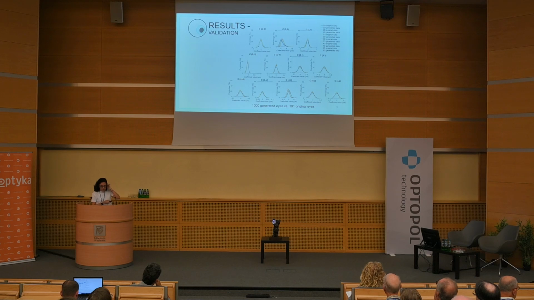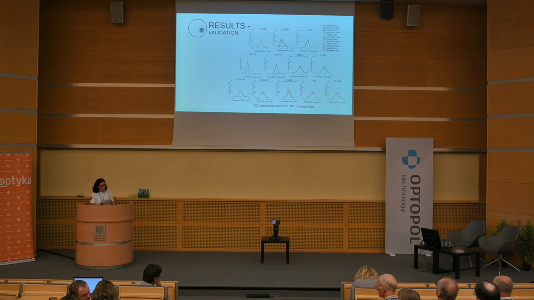So after we have these eigenvectors, we can generate our model, and we decided to generate 1,000 eyes versus the 191 original eyes that we have, and in these distributions we can find the Zernike coefficients for the original eyes in solid lines and the generated eyes in dashed lines.